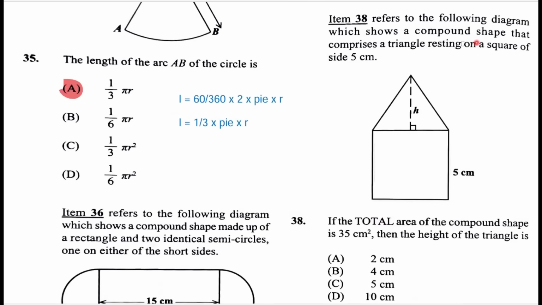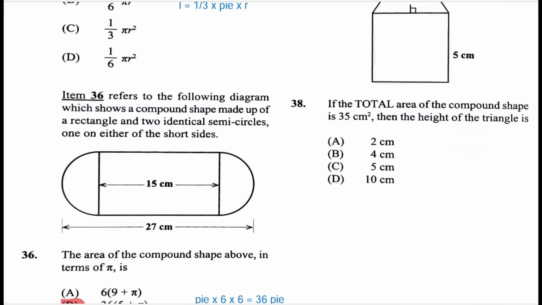38. Compound shape, rectangle, square. That's 5, and here is 5. Total area is 35, and we need the height of the triangle. So we've been given some work tonight.